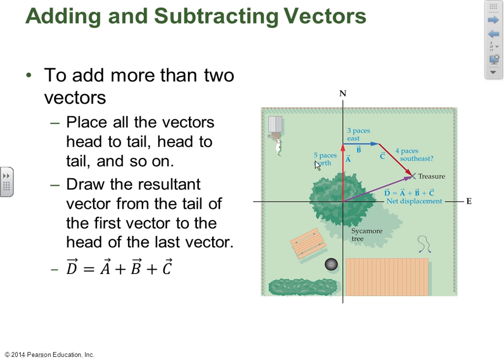But it's not just 5 plus 3 plus 4, right? Doesn't work that way with the vectors. That's why we don't just write D equals A plus B plus C, right? The D is not 12 paces. That would be the distance traveled, but that's not the displacement, right? And then you could do it with as many vectors as you wanted to.